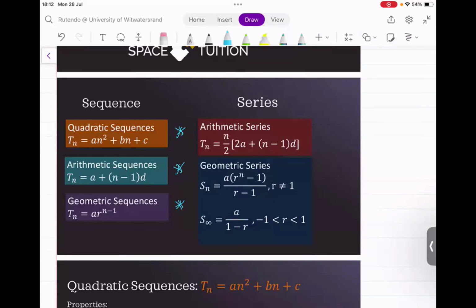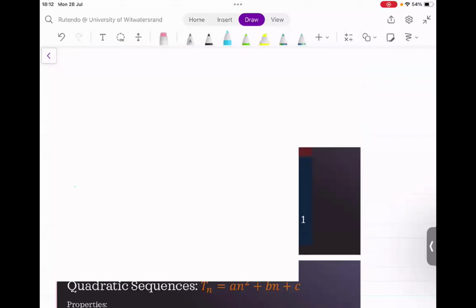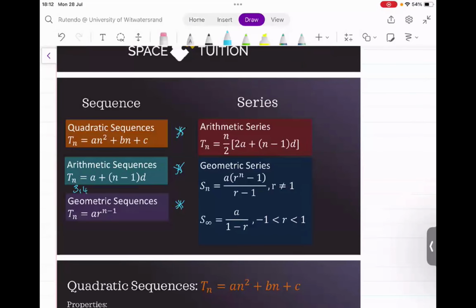Okay, and then for arithmetic sequences, we're here when we have just a list of numbers, like 3, 4, 5, 6. So this is the pattern.